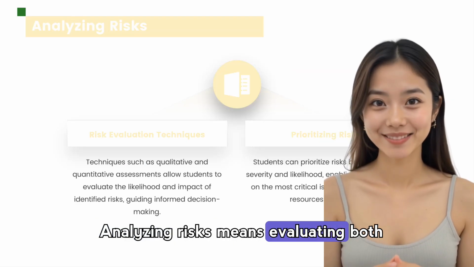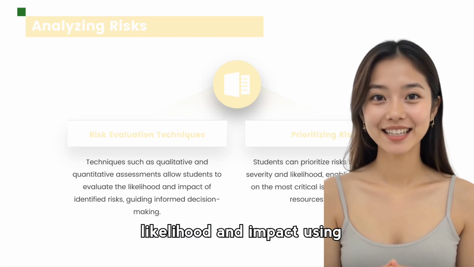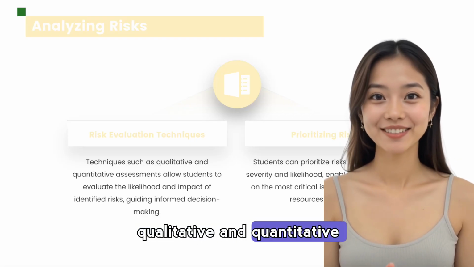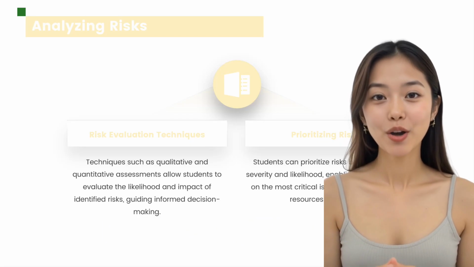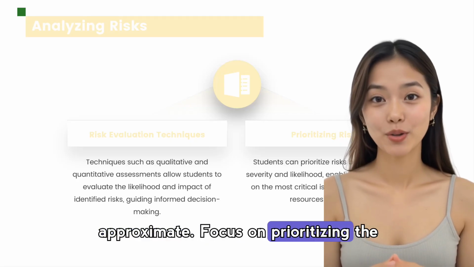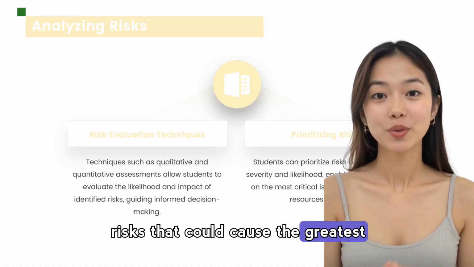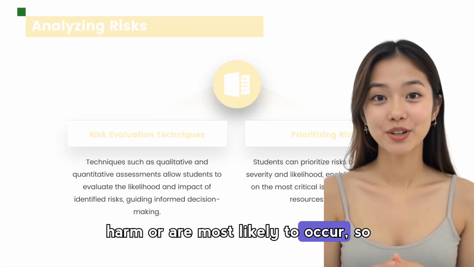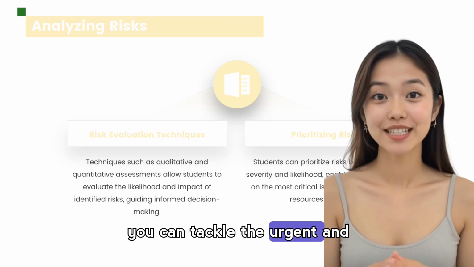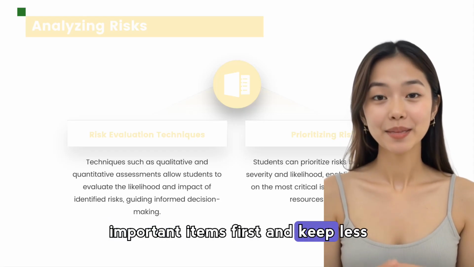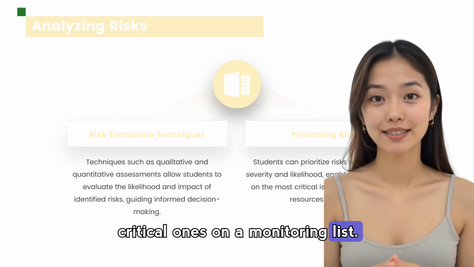Analyzing risks means evaluating both likelihood and impact using qualitative and quantitative techniques, even if the numbers are approximate. Focus on prioritizing the risks that could cause the greatest harm or are most likely to occur, so you can tackle the urgent and important items first and keep less critical ones on a monitoring list.